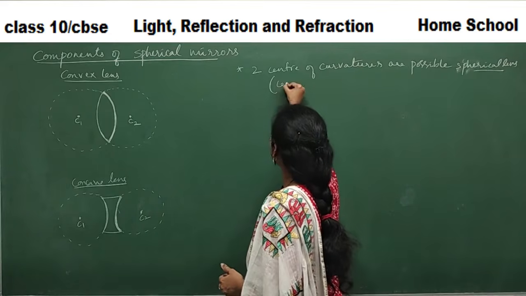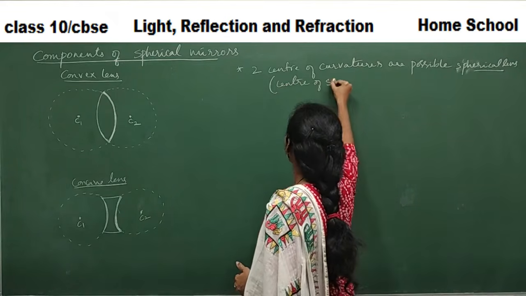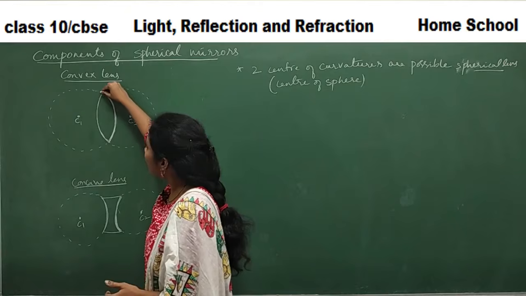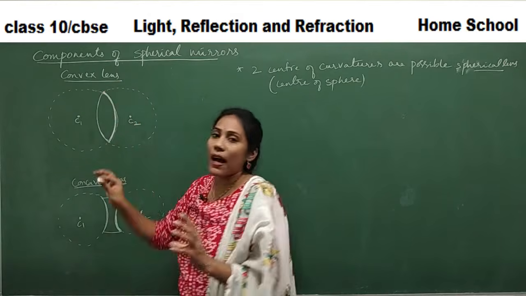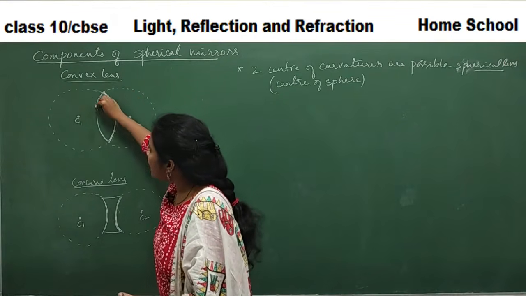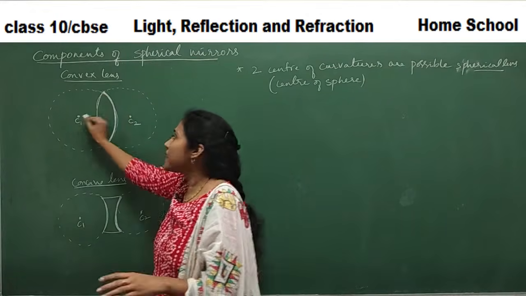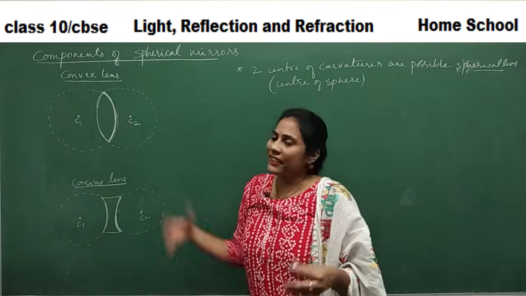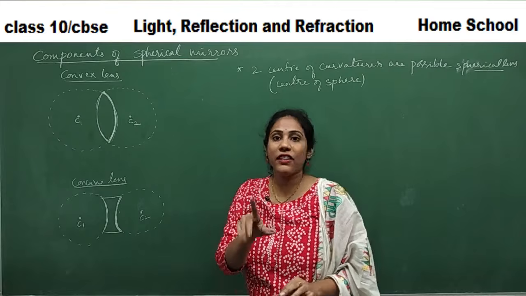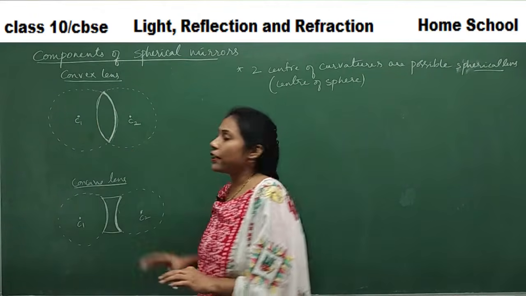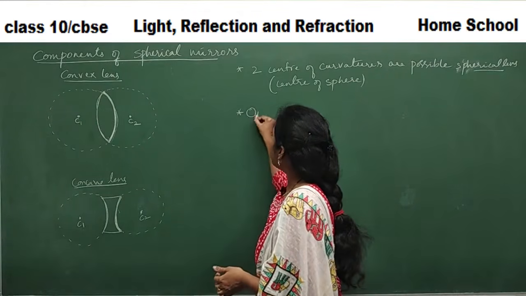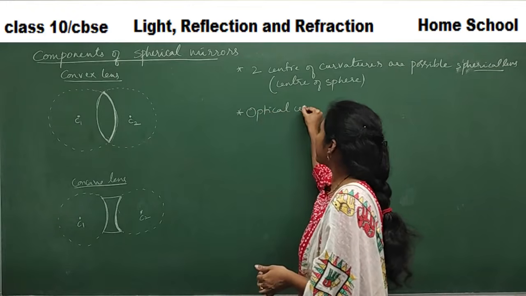Center of curvature is nothing but the center of a sphere in which the surface of a lens makes a particular part. This surface is a part of this sphere, and this surface is a part of this sphere. So the center of such a sphere is called center of curvature. In the mirror also we studied similarly, but there you had only one center of curvature, and here you will observe two centers of curvature. Clear?